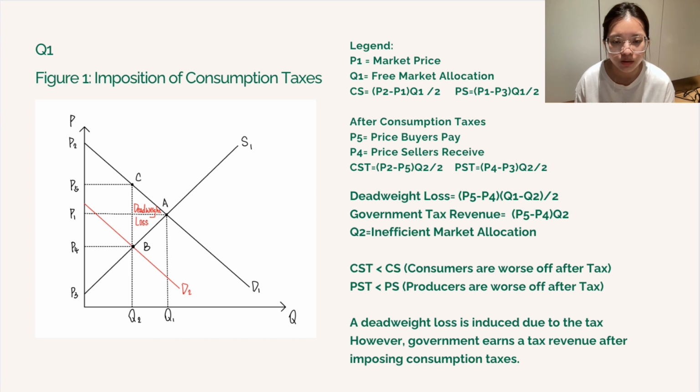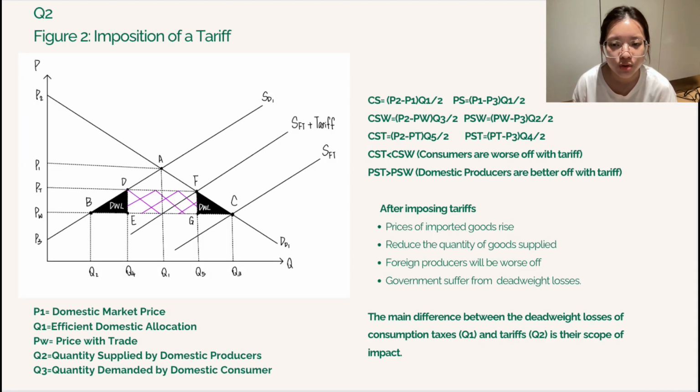However, the government earns tax revenue after imposing a consumption tax. For question 2, it uses a demand and supply diagram to explain what an import tax looks like. I will explain the main difference between question 1 and question 2 in deadweight loss between excise tax and tariff.